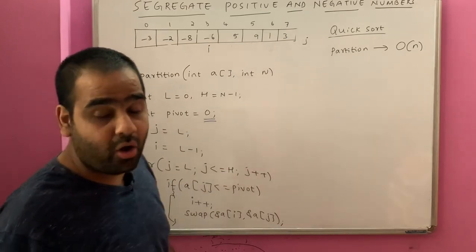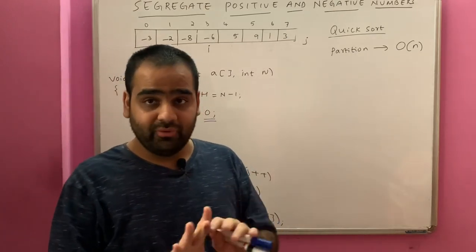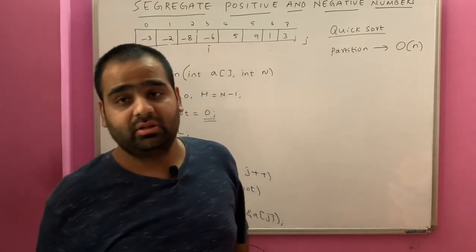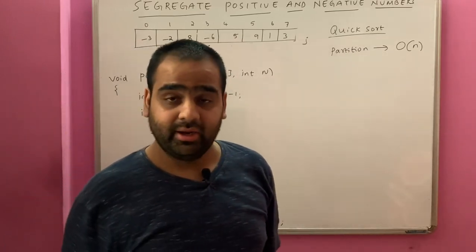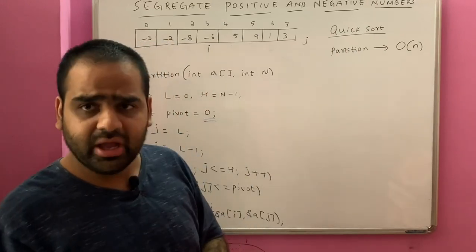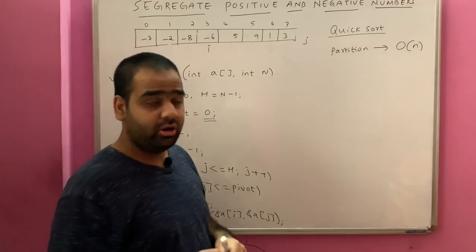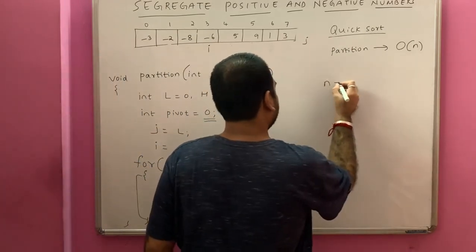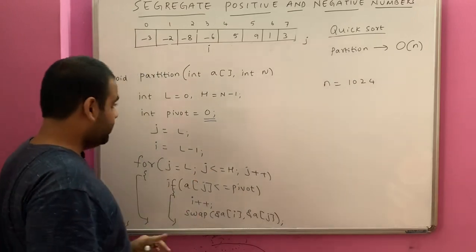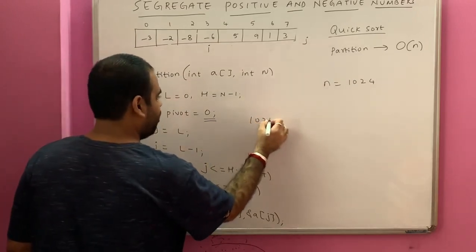Now if you sort, then also it will work. I am not denying that it won't work with sorting. It will work, but sorting takes n log n time and this takes only n time. Is that okay? Now n is less than n log n. Suppose n is equal to 1024. I just assume that n is 1024. Now this algorithm will take 1024 operations.